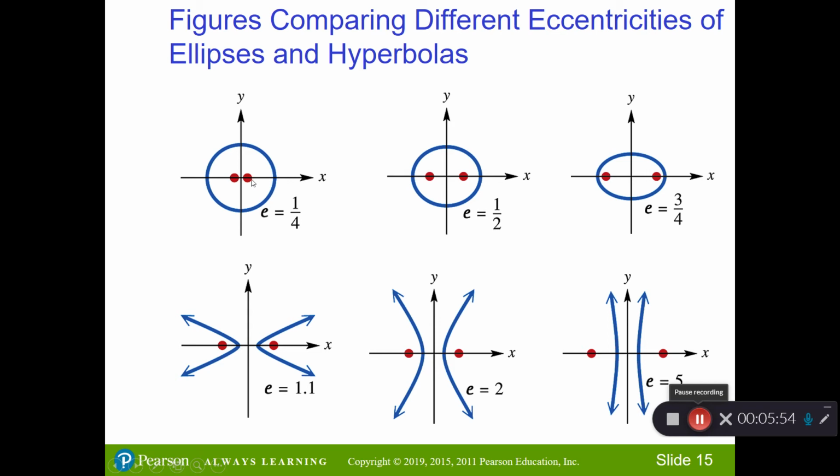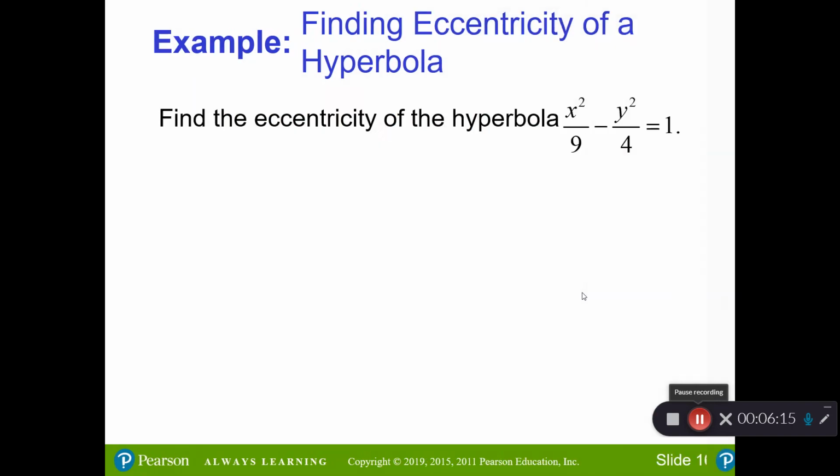The closer it is to 0, the more like a circle it is. The closer to 1 it is, the more stretched out the ellipse is. And then similarly for a hyperbola, the closer it is to 1, the more narrow around the axis it is, whichever transverse axis it is. And the bigger it is, the flatter the hyperbola is.